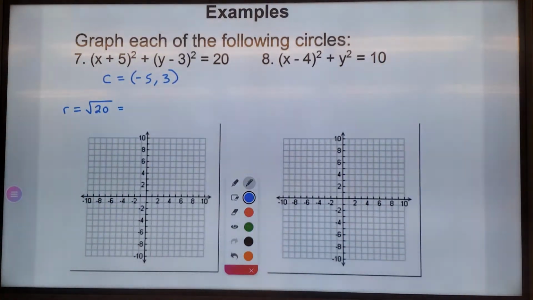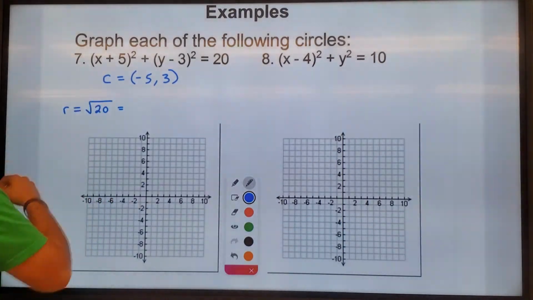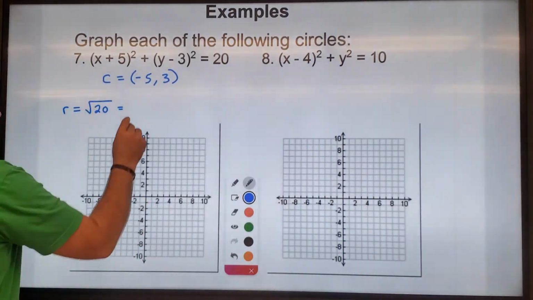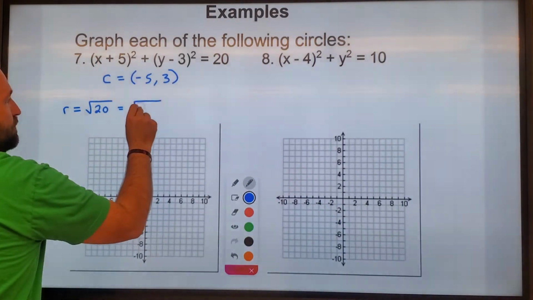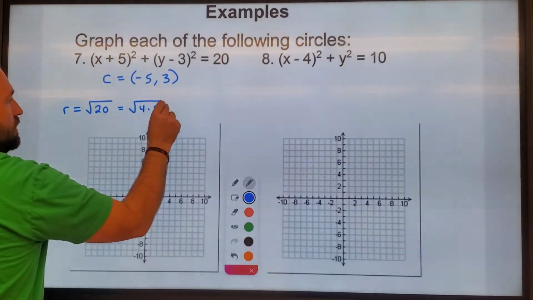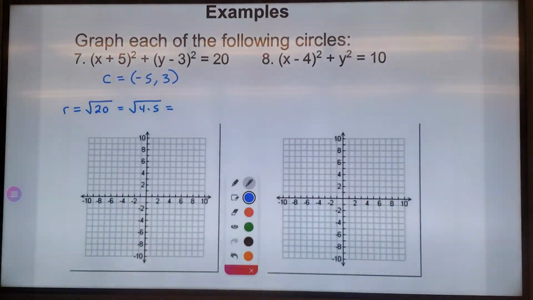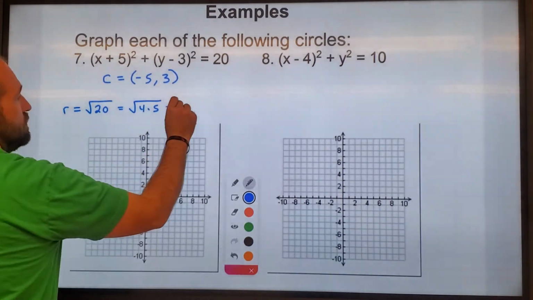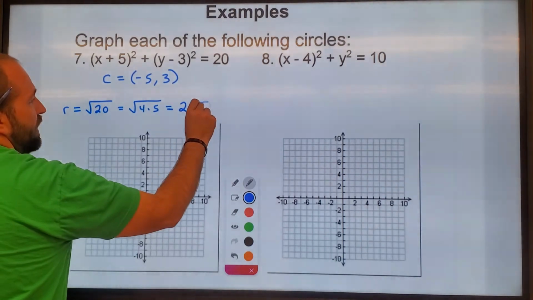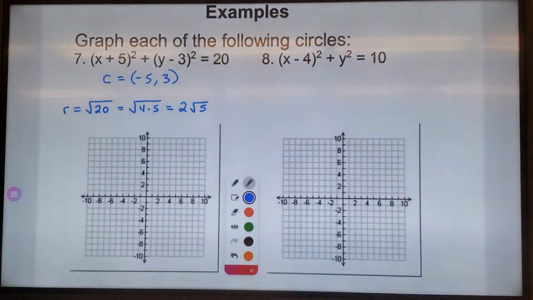Okay, I want to see a couple things here. I do want to see you reduce this. I do not want to just see the decimal value. However, you are going to still find the decimal value so that we can figure out how to graph these things. Okay, so remember to simplify this, we find the largest perfect square factor, which means square root of 4 times 5. Square root of 4 is a perfect square, so that's 2. Times the square root of 5. Okay, so this is the radius that I'm looking for. That's the entire radius, the actual radius.